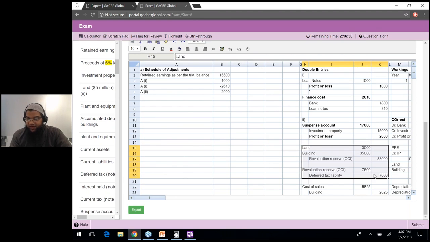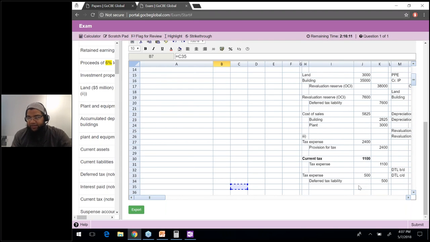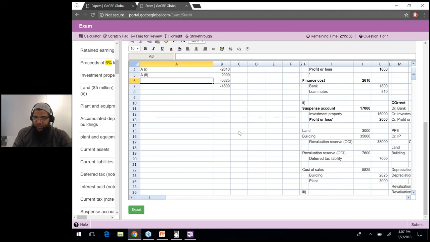The revaluation and deferred tax on revaluation will not be incorporated in the retained earnings. And then we have some depreciation of 5825 relating to the same adjustment number two. And further, if we go downwards, we have credited tax expense of 1100, minus we have debited 2400, and minus we have debited 500. So to incorporate tax, we need to have a net impact of negative 1800.